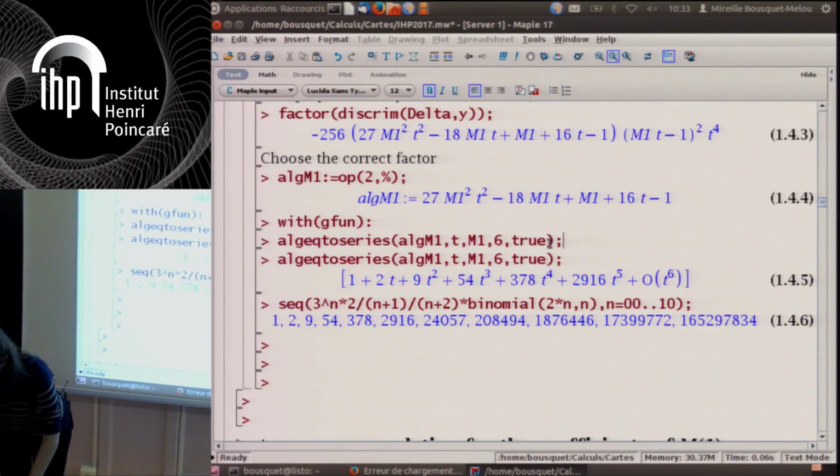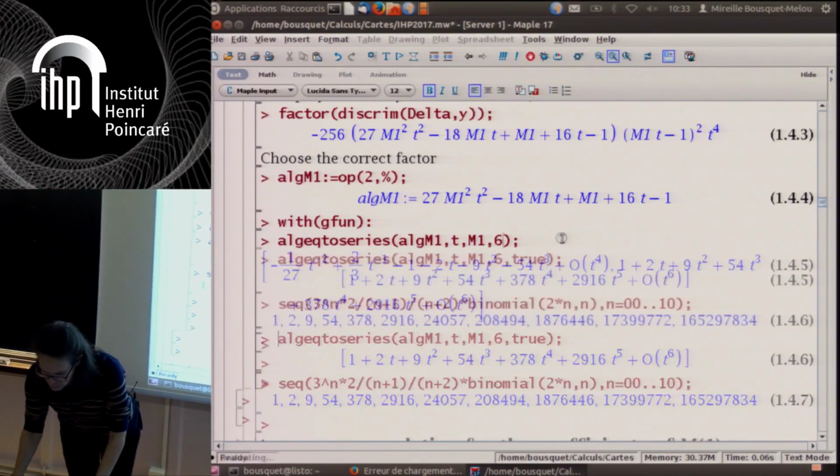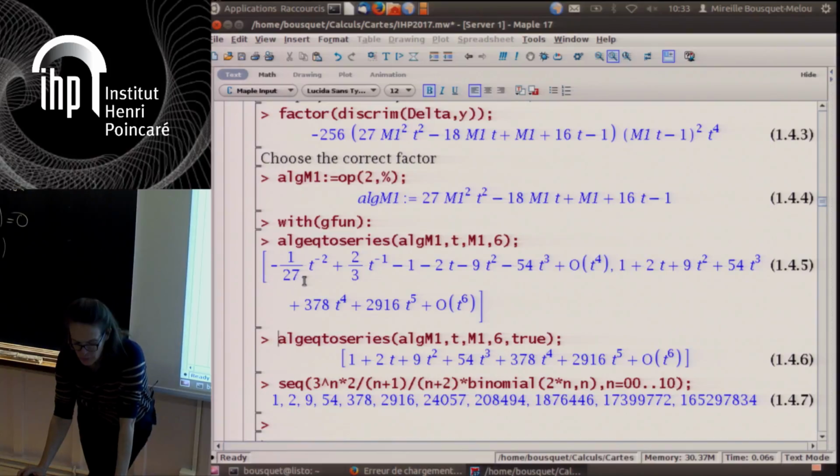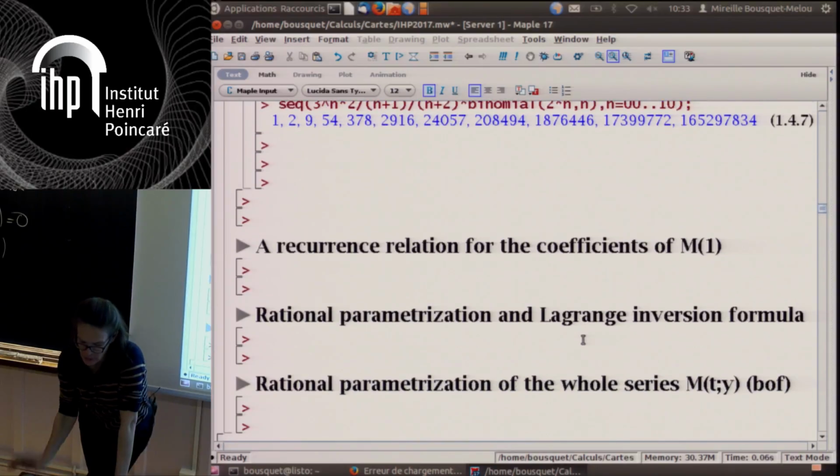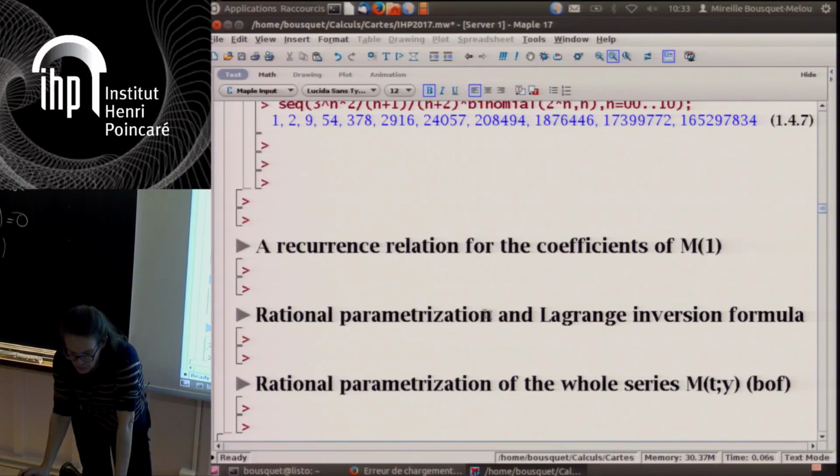So first I remove this option true just to show you the 2 roots of this algebraic equation. One starts with the term 1 over t squared. Certainly it's not my solution. And here I've added this option true, which selects the solutions that are finite at t equals 0, so the non-divergent solutions. Okay, so that was the shortcut, somehow, this quadratic method as a shortcut of the general recipe.